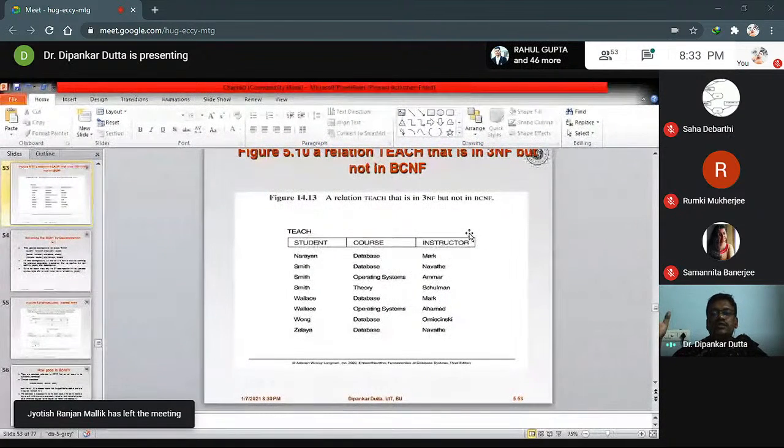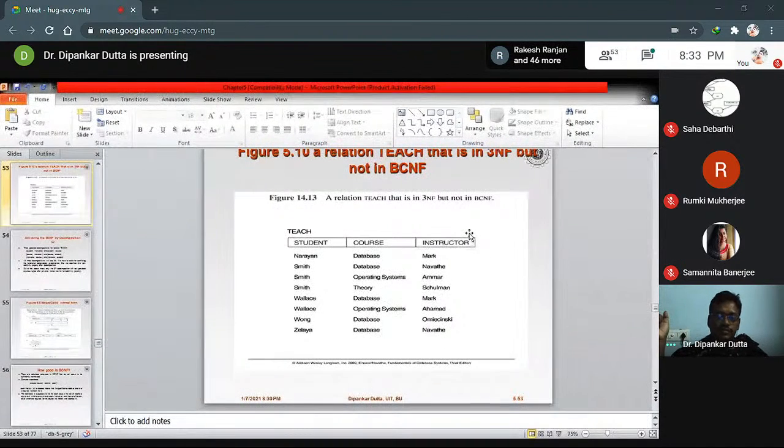So I cannot teach students of civil engineering. Or suppose an accountancy course is there for CSE students, I cannot teach the accountancy course for CSE students. So student and the subject course together determine the teacher.